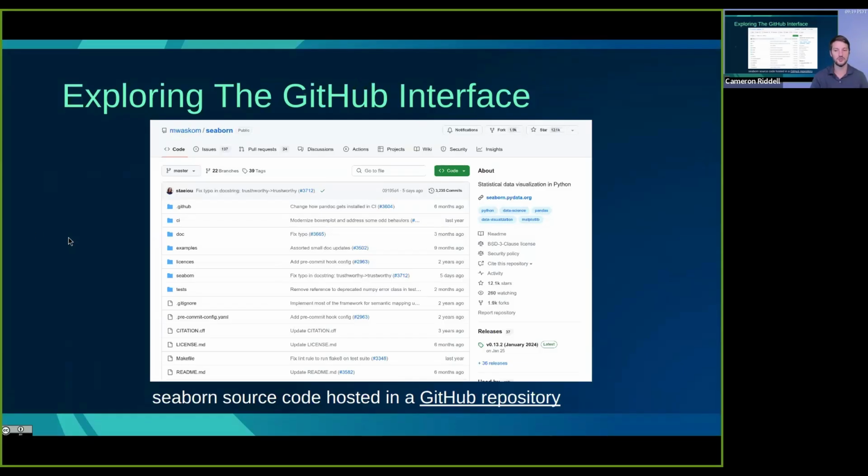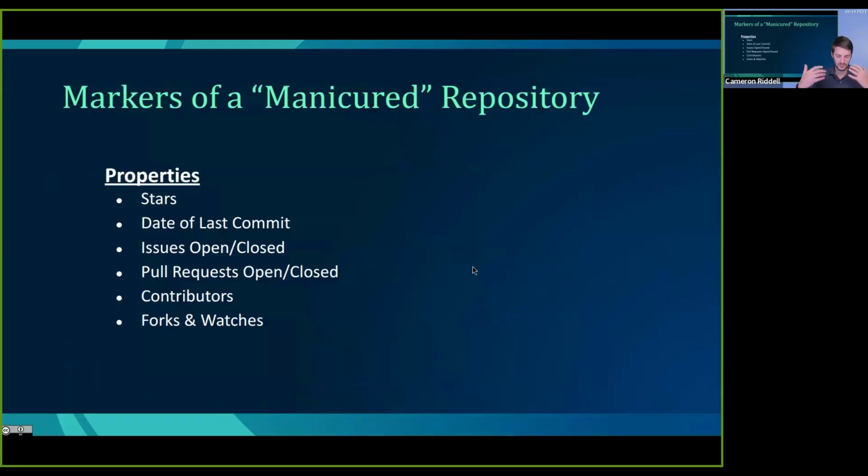It is a link to the Seaborn repository created by Michael Waskom, which is a Python package for statistical data visualization toolkit. And so I'll go ahead and jump us to the next slide because I want to highlight some very important things for us to look at while we are on that GitHub page. Specifically, we're going to be talking about the stars. We're going to talk about the date of last commit and what that means. We're going to talk about issues being opened and closed, pull requests being opened and closed, contributors, forks, and watches.